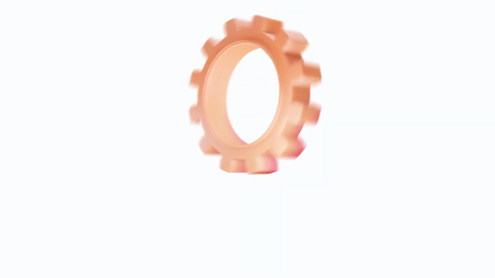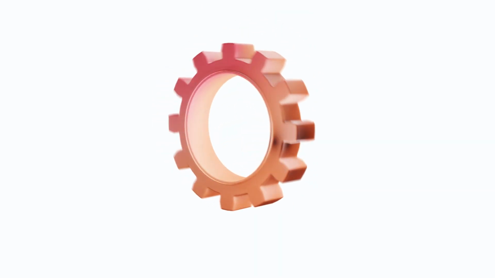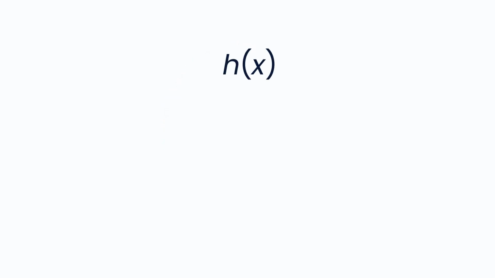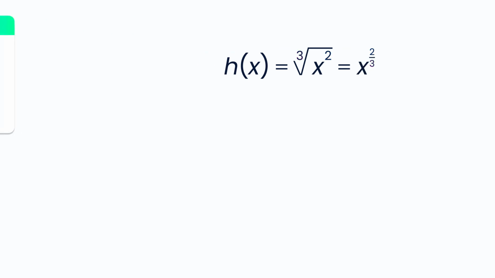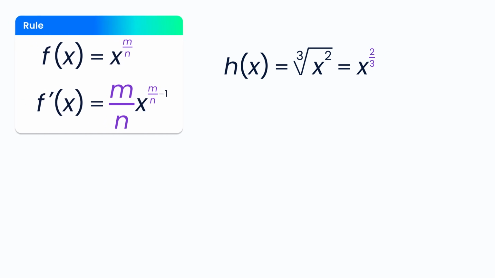Now let's look at a final example. Find the derivative of the function h of x equals the cube root of x squared. You start by rewriting this as a power function using a power rule. In this case, you have the cube root of x squared, which gives you x to the power of 2 over 3. Using the rule, you insert 2 over 3 for m over n, and you get 2/3 times x to the power of 2 over 3 minus 1.